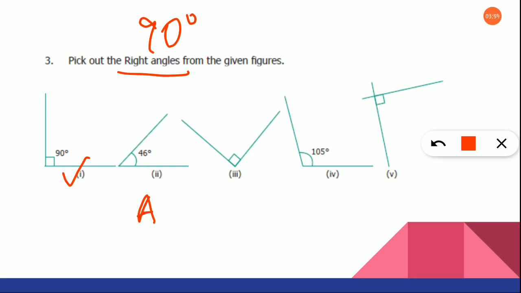Next, what is this? I told you if it is marked like a 7, then this is also a right angle. Next, 105 degree. 105 degree is greater than 90. So, what type of angle is it? It is a obtuse angle. Now, look at the fifth one. Again, this 7 is being marked as an angle. It means this is also 90 degree and it is a right angle.